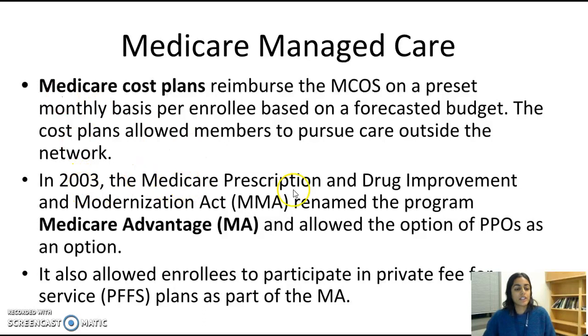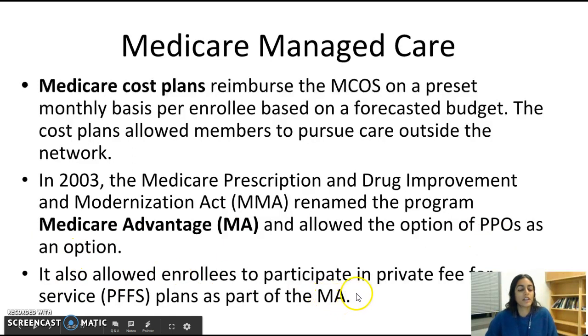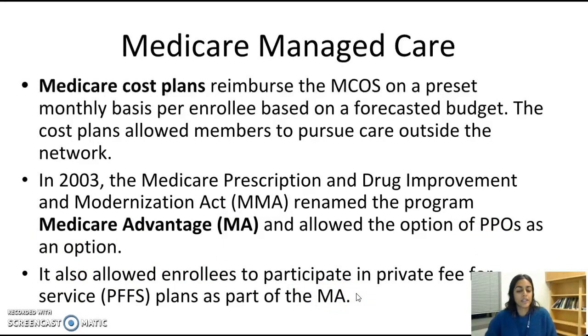In 2003, the Medicare Prescription Drug, Improvement, and Modernization Act, which you saw in SICKO, President George Bush Jr. mentioned it for a minute. The program was renamed Medicare Advantage later and allowed the option of PPOs. It also allowed enrollees to participate in private fee-for-service, PFFS, plans as part of Medicare Advantage.